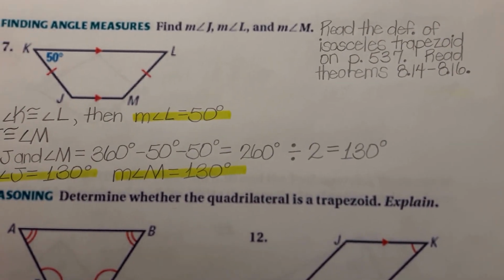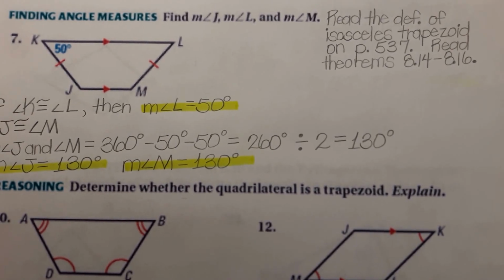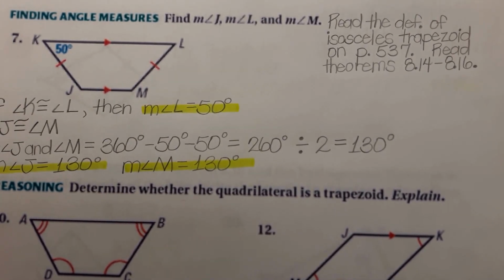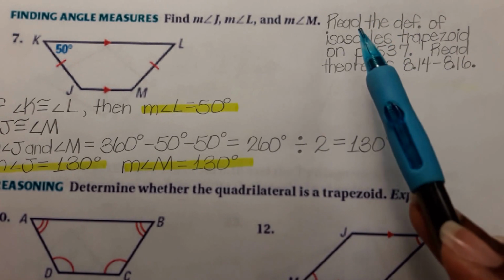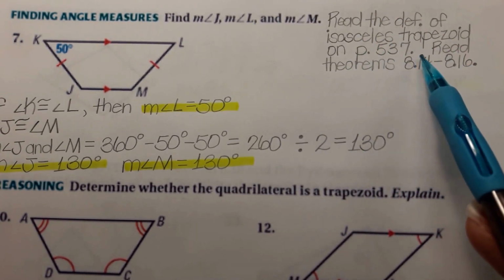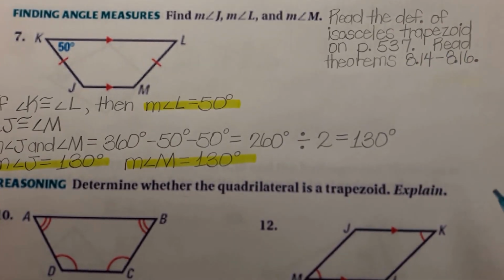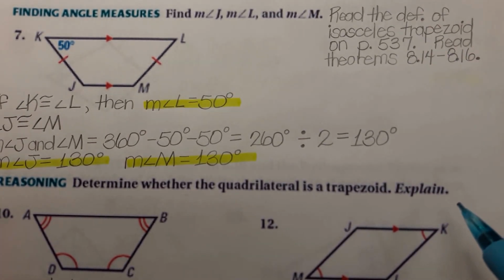Look at the next one. Look at number 7. Number 7 says find the measure of angle J, the measure of angle L, and the measure of angle M. So read the definition of isosceles trapezoid on page 537. Also read theorems 8.14 through 8.16.